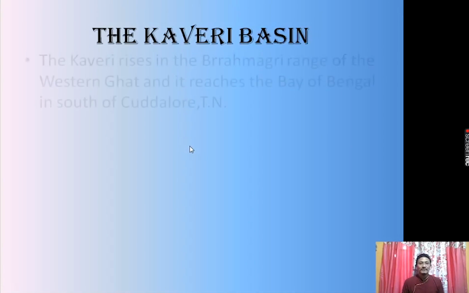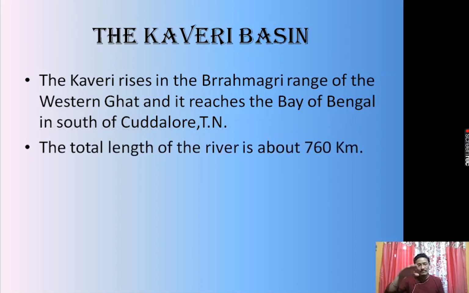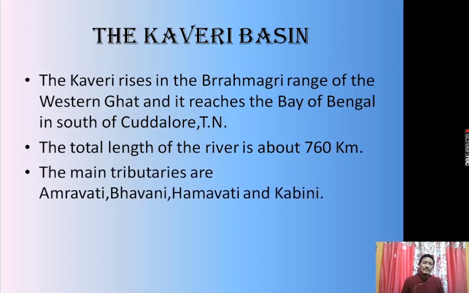After this we have the Kaveri River or Kaveri Basin. Kaveri rises in the Brahmagiri range of the Western Ghat. Most of these rivers originate in the Western Ghat. It reaches the Bay of Bengal south of Cuddalore in Tamil Nadu. We are talking about the southern side of India. The total length of the river is 760 kilometers. The main tributaries are Amaravati, Bhavani, Hemavati, and Kabini.